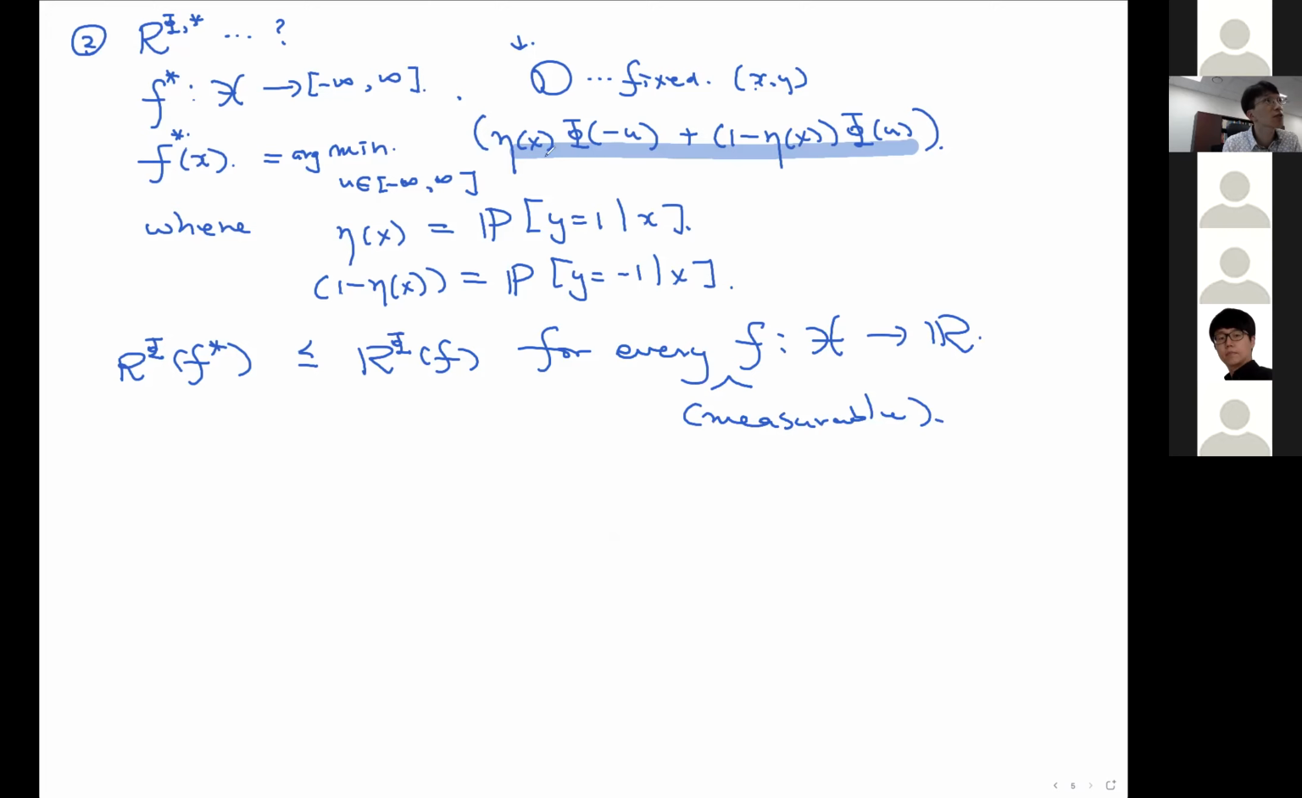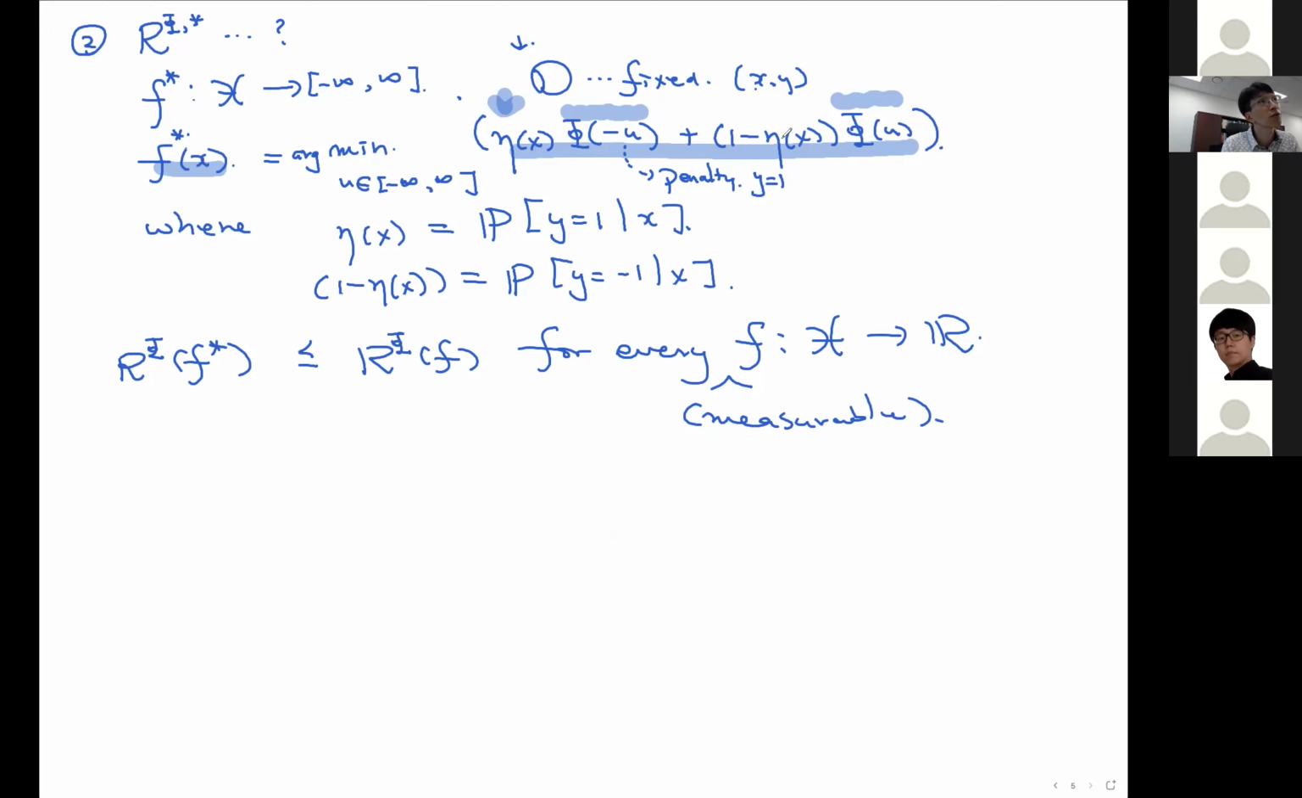Okay, so why is that the case? If you think about how this f star of x behaves, if eta of x is large, which means that given x, y is more likely to be 1, then we will pick u such that phi of minus u becomes small. In return, we may have to make phi of u large. But phi of minus u becoming small is the penalty that we pay when we make a mistake when y is equal to 1. So this means that we try to find the u that has the smallest penalty when y is equal to 1.